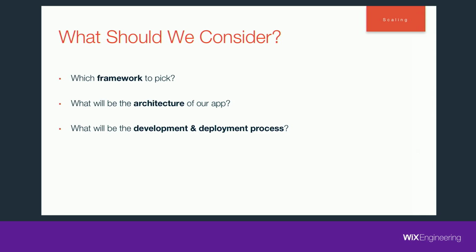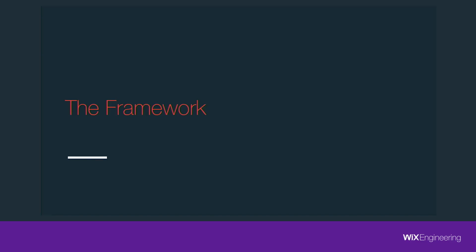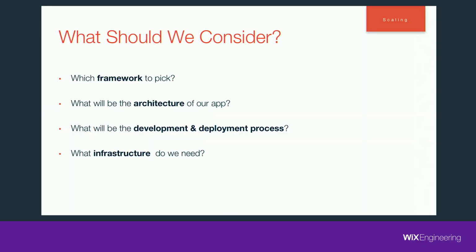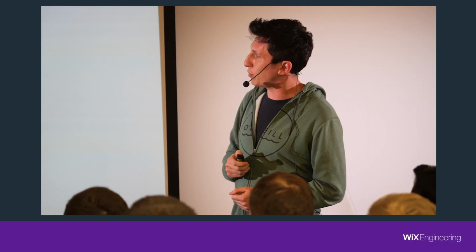Next, we want to decide on the right development process, and also on the right deployment process, so it will be scalable, meaning the development velocity will increase. And we need the right infrastructure to support our architecture, so all the bullets above will work. So we'll go now through the Wix story and understand the ideas behind our decisions. We will start from the framework.